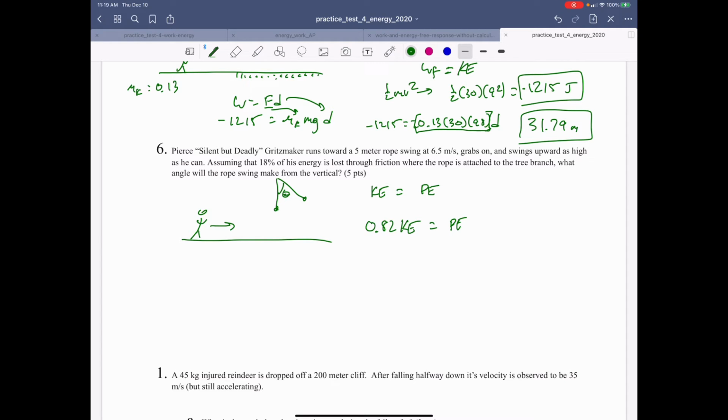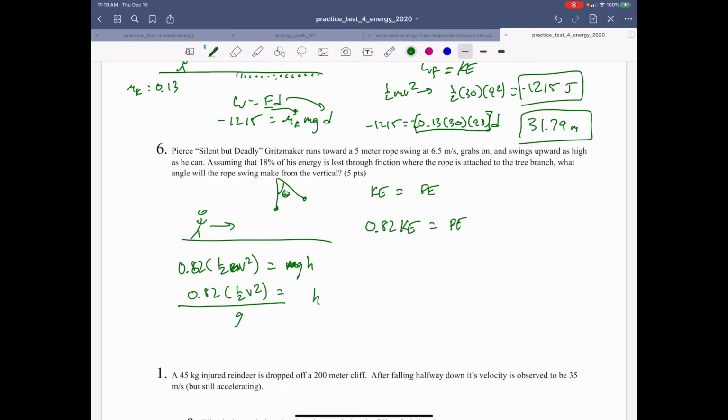So now it's just time for our equations. We're going to have 0.82 times 1/2 mv squared is going to equal mgh. Notice that the m's will cancel out. So 0.82 times 1/2 v squared is going to equal, and let's say all this divided by g is going to equal h.